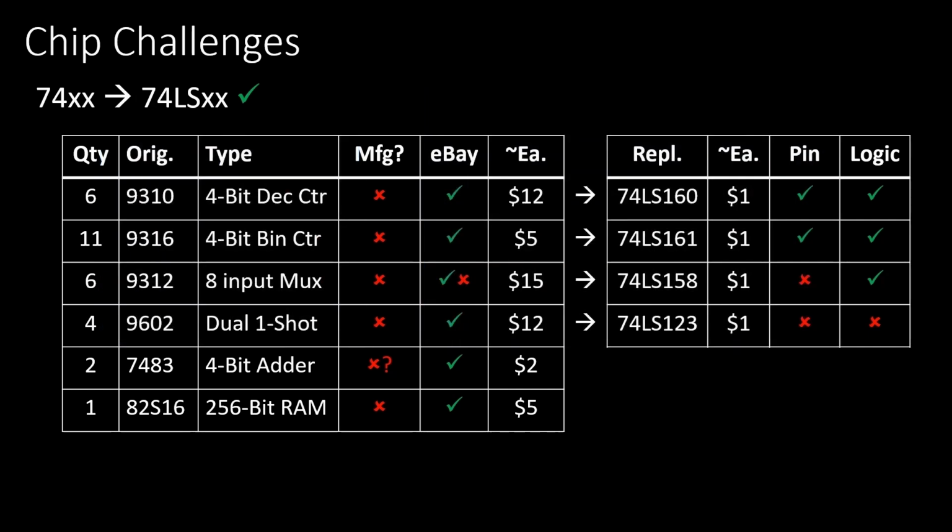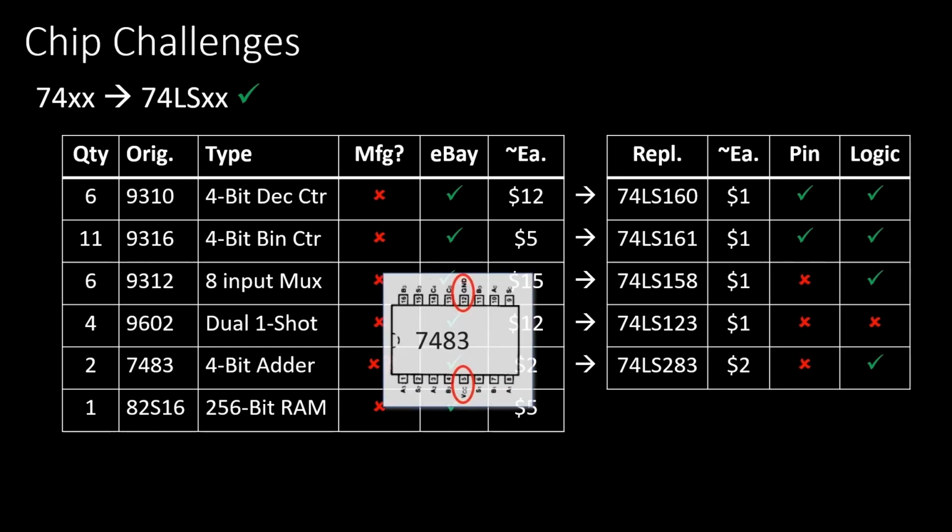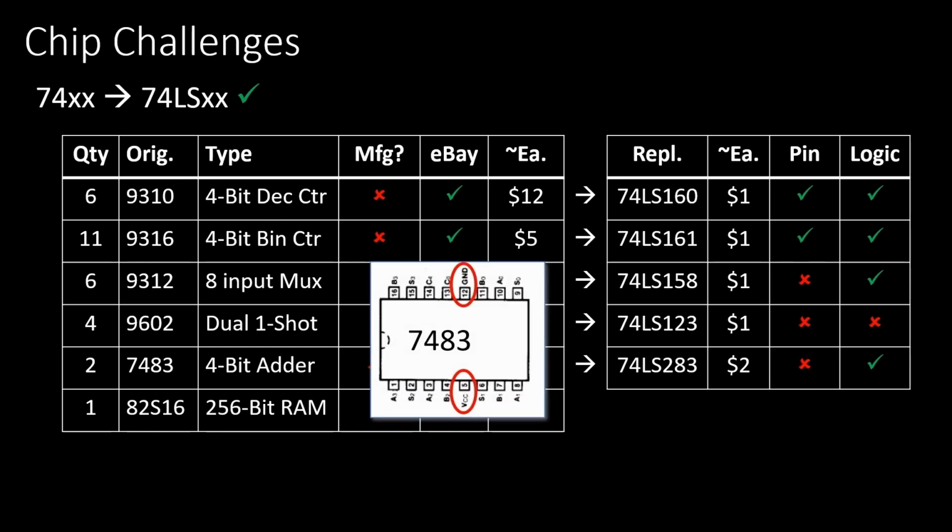I listed the 7483 here because I'd prefer to use 283s instead for a few reasons. First of all, I haven't found anyone still making this part. It also has a strange pinout with the power pins in the center of the package, typically for extended temperature or military applications. I'm not sure why they did the 7483 like this, but they normalized it in the 283, which we can get. Now they're still a bit pricey.